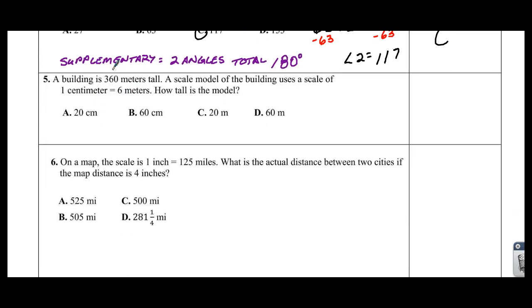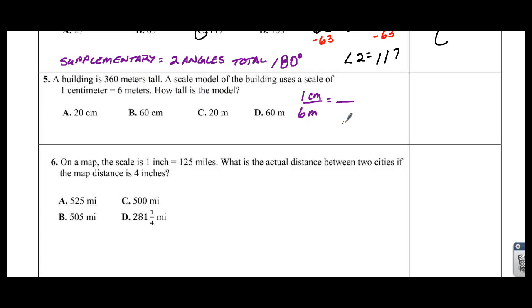A building is 360 meters tall. A scale model of the building uses a scale of 1 centimeter to 6 meters. How tall is the model? So we know the actual building is 360. We know this is our scale: 1 cm is equal to 6 meters.